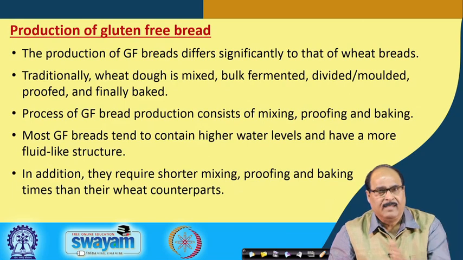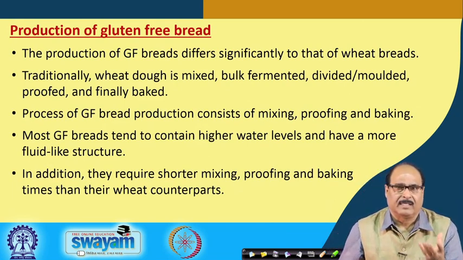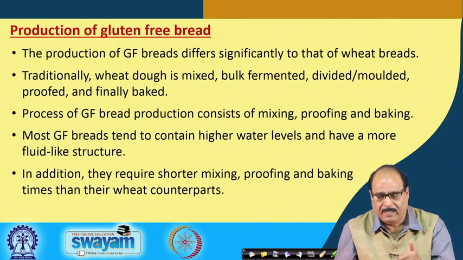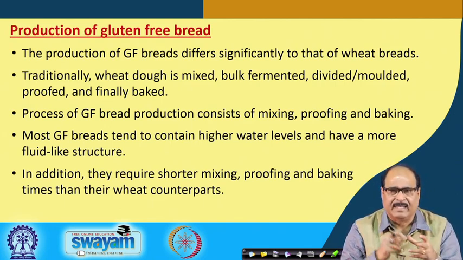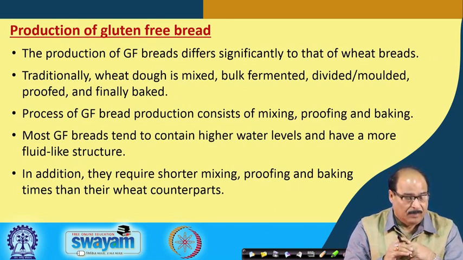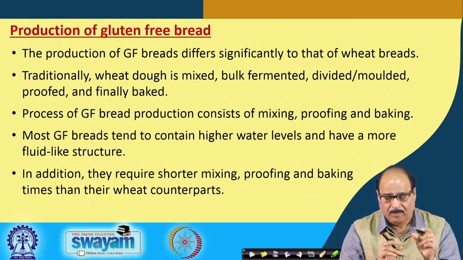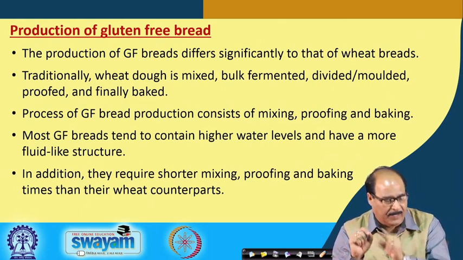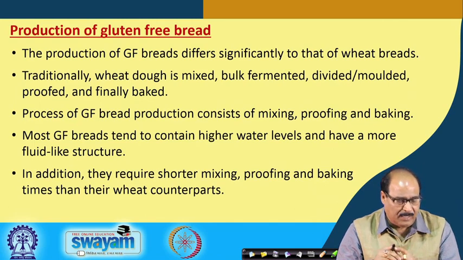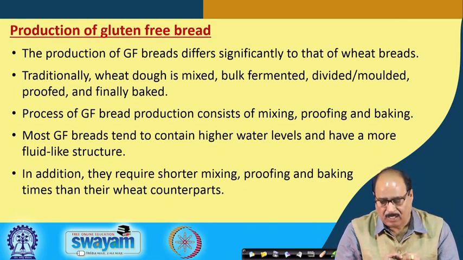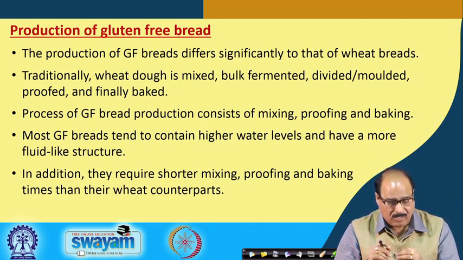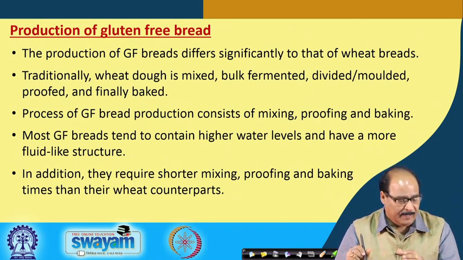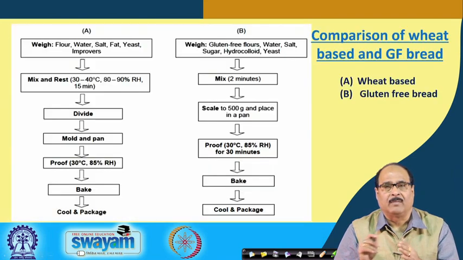But all these steps are not necessary here because we do not get a good quality dough. So maybe that molding, dividing, or even some of the fermentation processes may require to be changed, or their conditions might require to be changed. So, the process of gluten-free bread production consists mainly of mixing, proofing, and baking. Most gluten-free breads tend to contain high water levels and have a more fluid-like structure. In addition, they require shorter mixing, proofing, and baking times than their normal wheat counterparts.